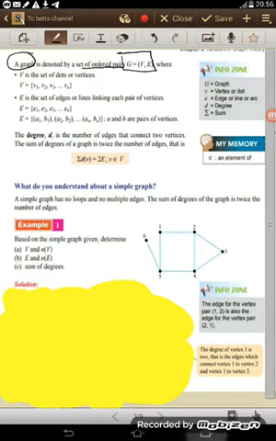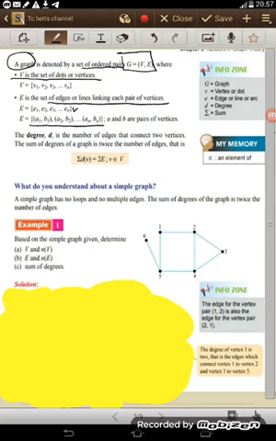So V, you can say V is the set of dots or vertices, and you can represent it in a curly bracket: V1, V2, V3. And E is the set of edges or lines linking each pair of vertices. The sets you can write like this one. And sometimes, depending, you can write also like this. There are 2 methods.